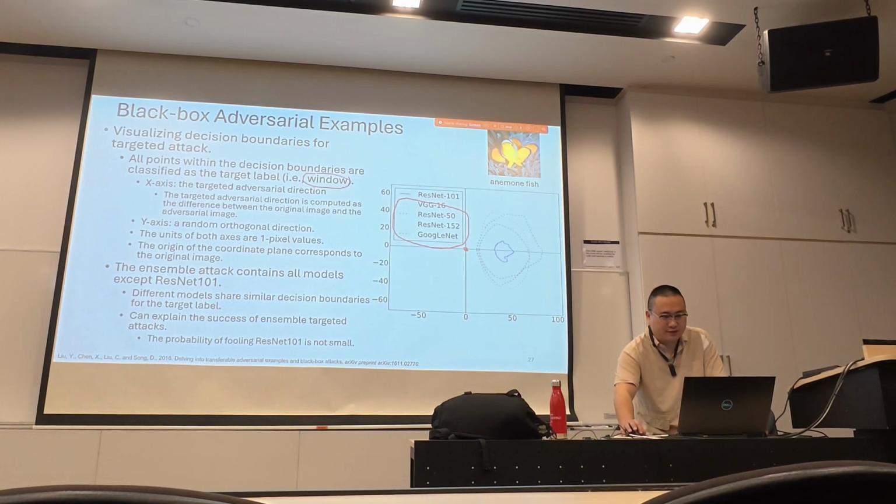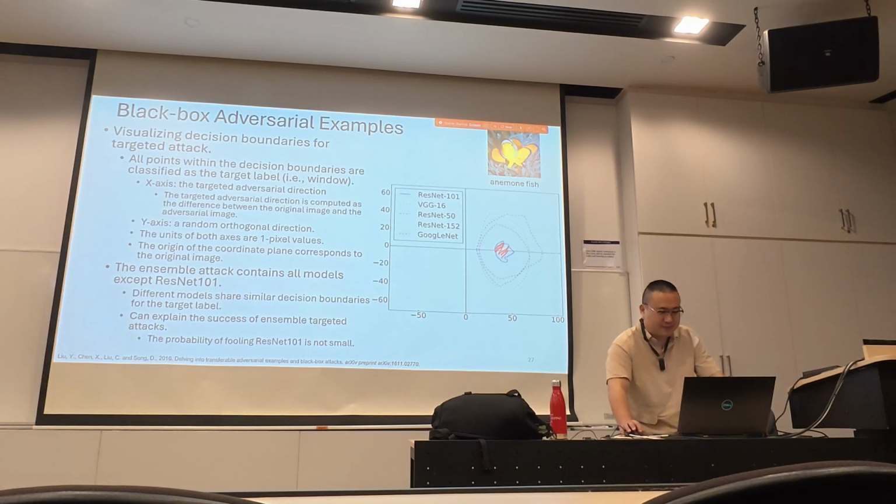Therefore, we need to generate an attack that is in the intersection of all the decision boundaries for the sum of models. And then you can see that if we can fool all the other models, then highly likely we can also fool the target model. The target model, ResNet 101, is represented by this small decision space. So highly likely that if we end up in the intersection of all the other models, then we can also enter the decision space for the target model. And this can explain the success of the targeted attacks.